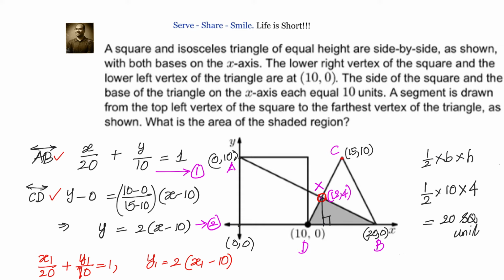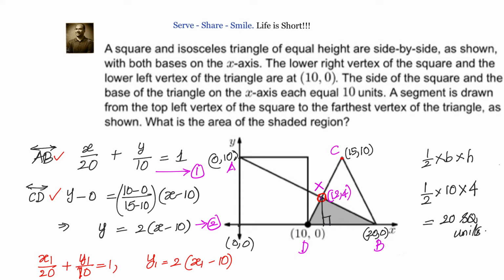Now you can solve the same problem using geometry concepts, similarity of triangles. But in this session, we try to solve it using coordinate geometry. So let's have a recap of this problem. This problem is for 10th or 11th grade coordinate geometry, straight lines.